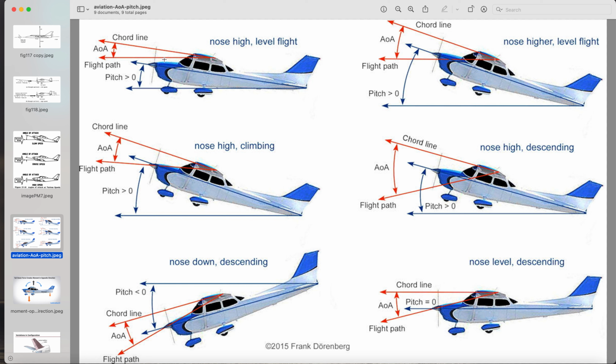Right. This is talking about the chord line of the wing. Here you have nose high, climbing, right? So this is the horizontal here underneath, and this is the pitch of the plane climbing up, nose down, descending. As you can see, this blue line that they're taking the pitch from is the horizontal, and when the plane's wings are below horizontal, it's a descent. The nose is also below horizontal.